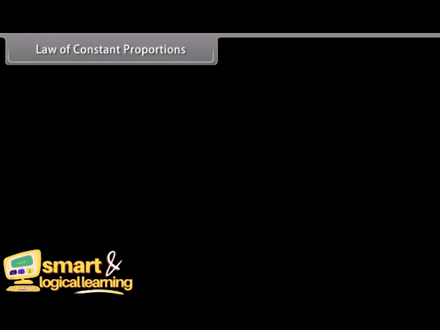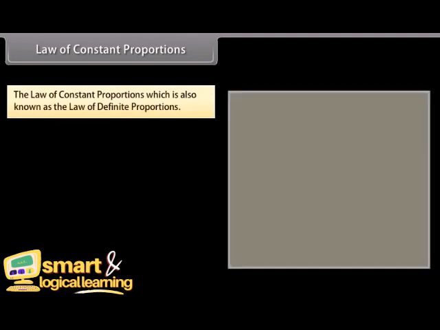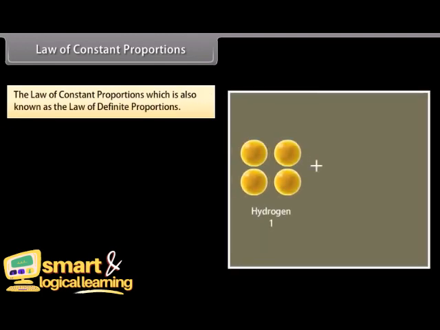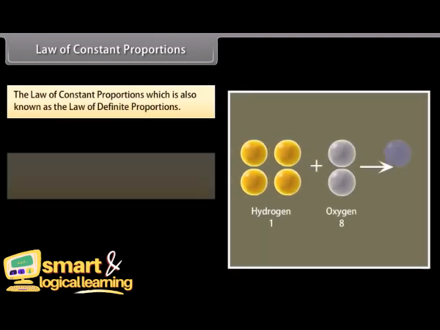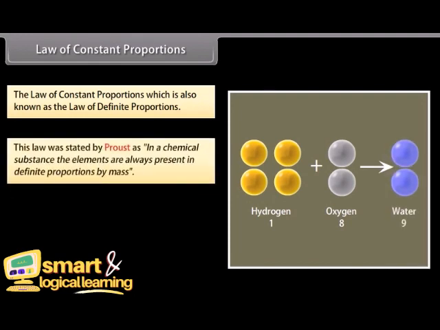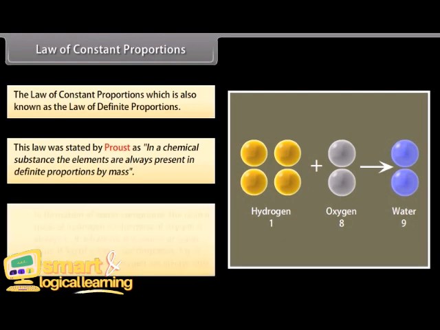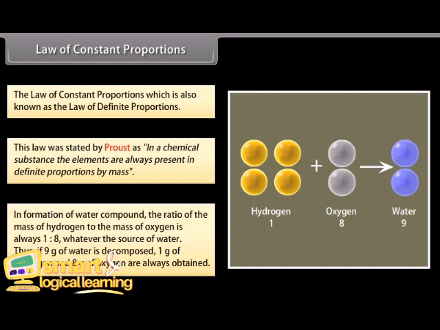Law of constant proportions. The law of constant proportions, which is also known as the law of definite proportions, was stated by Proust. In a chemical substance, the elements are always present in definite proportions by mass. In formation of water compound, the ratio of the mass of hydrogen to the mass of oxygen is always 1:8, whatever the source of water. Thus, if 9 gram of water is decomposed, 1 gram of hydrogen and 8 gram of oxygen are always obtained.